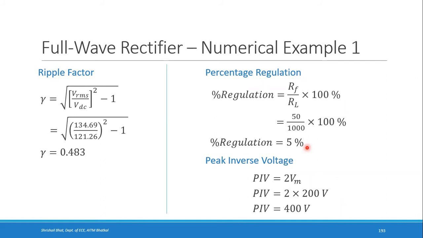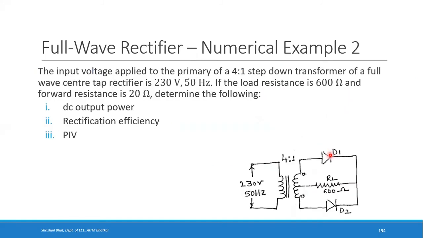We will take the next example. In the next example, it is given like this. The input voltage applied to the primary of a 4:1 step-down transformer of a full wave center tap rectifier is 230 volts, 50 hertz. If the load resistance is 600 ohms and forward resistance is 20 ohms, determine the following. You are asked to find DC output power, rectification efficiency, and peak inverse voltage.